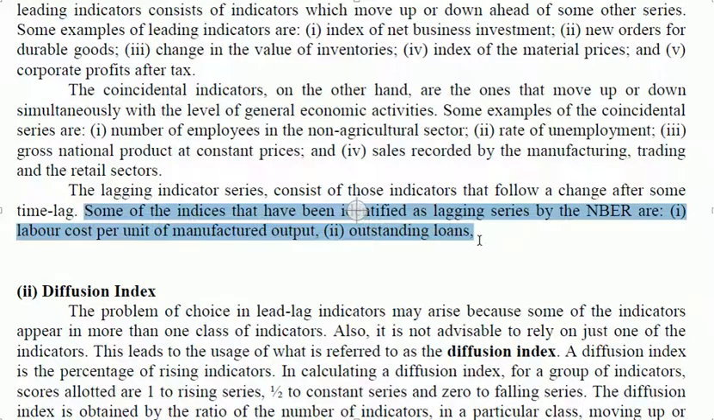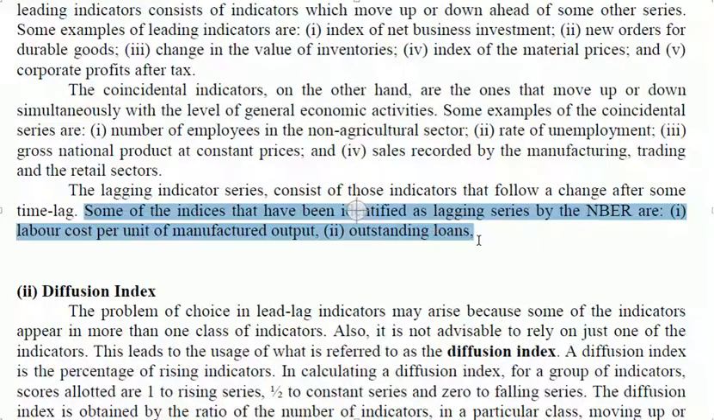Then there are lagging indicators. Lagging indicators are when the demand has slowed down. We are basically proving that the demand has already slowed down, and it has been shown by, for example, labor cost per unit of the manufactured output. If the demand is getting slow, then we are producing fewer items, and if we are producing fewer items, the cost of labor is also increasing, for per output.